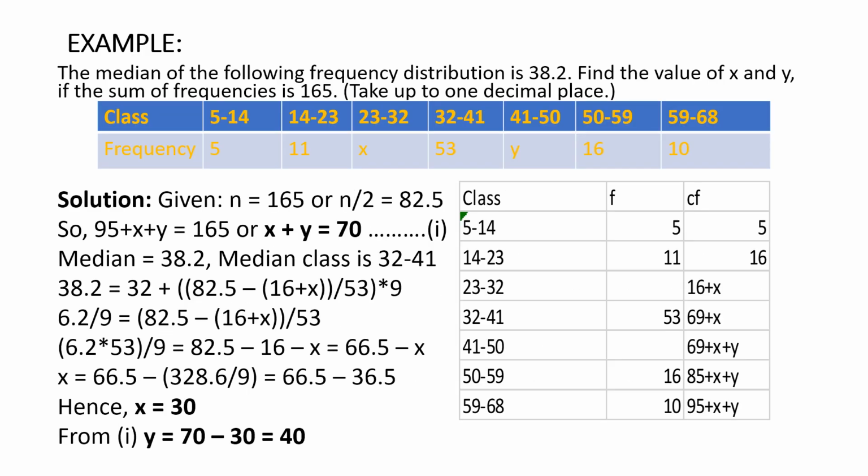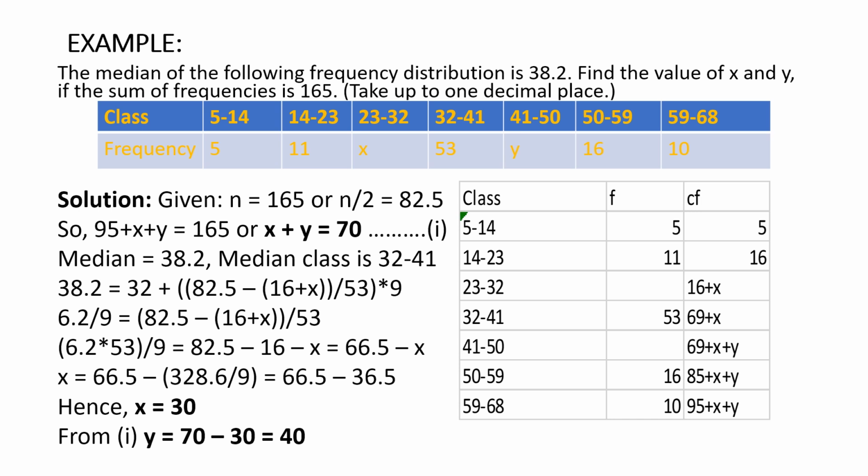Now let us discuss some different types of examples. Remember, these types of examples are very likely to be asked in the exam. The median of the following frequency distribution is 38.2. Find the value of x and y if the sum of the frequencies is 165. So here classes are given and two unknown frequencies x and y which we need to find out.